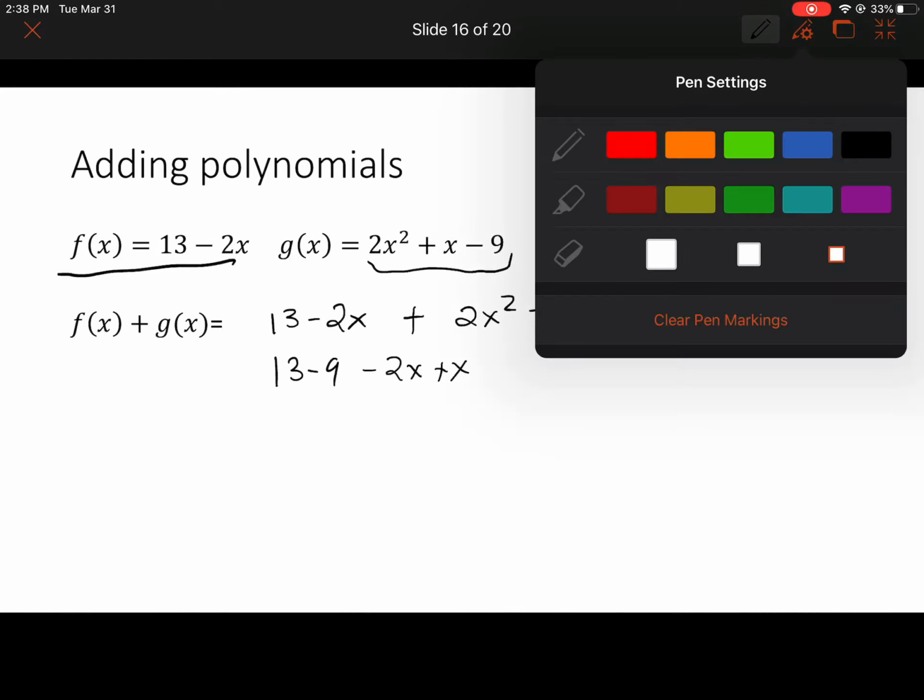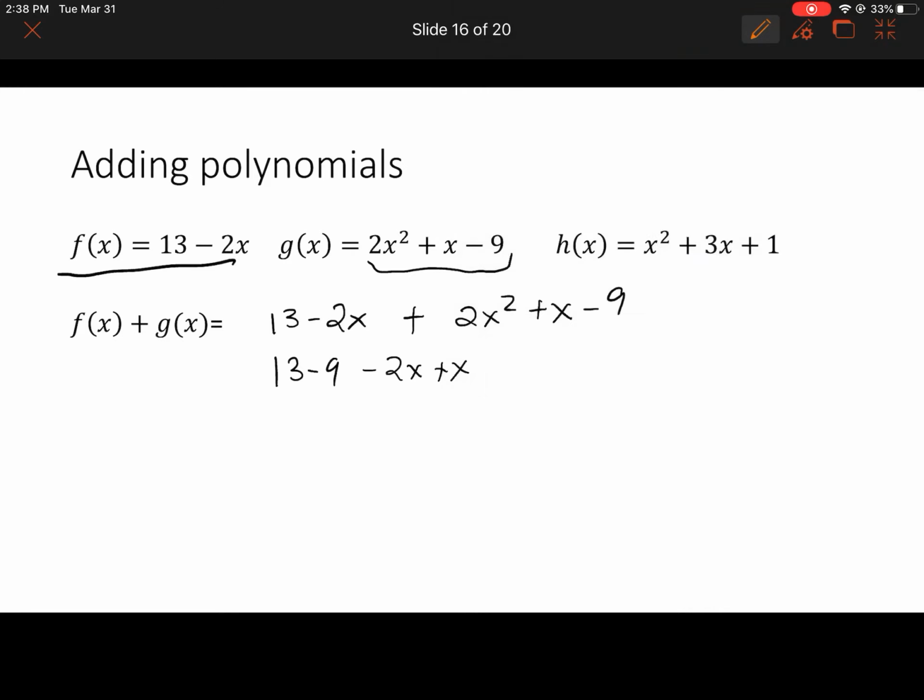And in case you're wondering, yes, right here in front of that x we can write down a 1. That way we don't forget that there is actually a 1 in front of that x. It's 1x. We just don't write it down all the time. And then finally we have plus 2x squared.